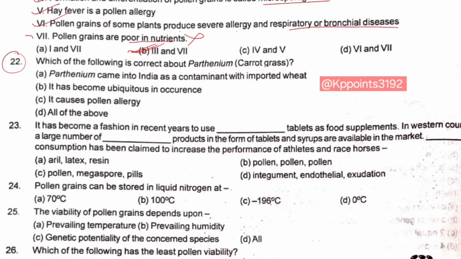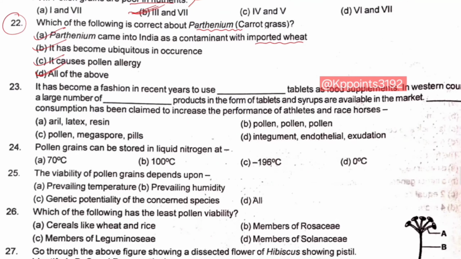Now question number 22. Which of the following is correct about Parthenium? Parthenium means carrot grass. Parthenium came into India as a contaminant with imported wheat. Yes. It has become widespread in occurrence. Yes. It causes pollen allergy. Yes. So the answer is D, all of the above.